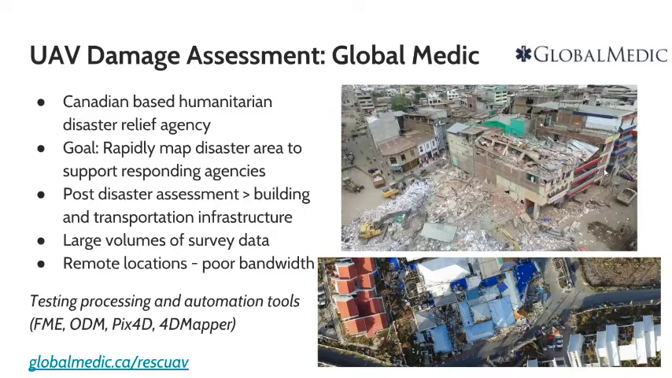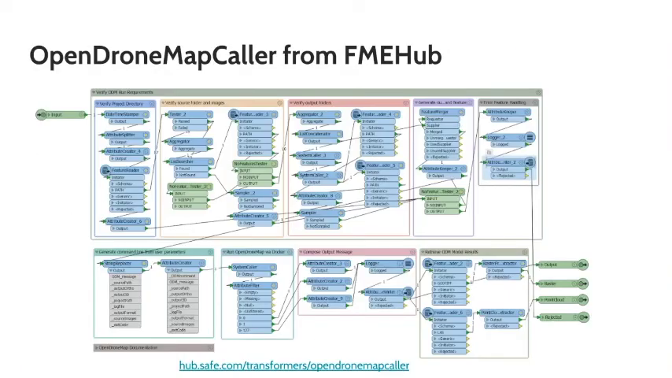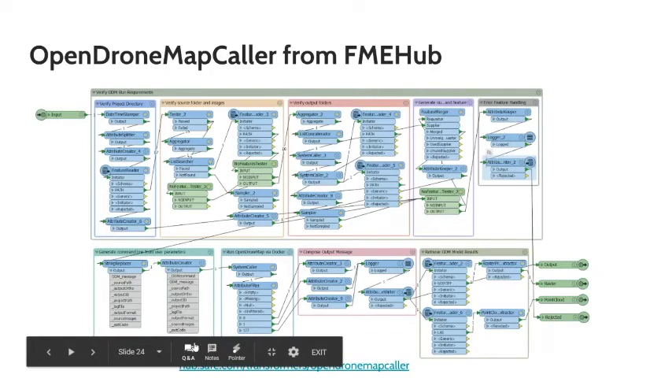So that really underlines the problem of poor bandwidth. We can get very comfortable doing everything in the cloud here at the office, let's say here at SAFE, but there are lots of applications where people just don't have the kind of bandwidth that we have here. But yeah, just a nod to GlobalMedic for the great work that they're doing, and you can find out more about them from globalmedic.ca.